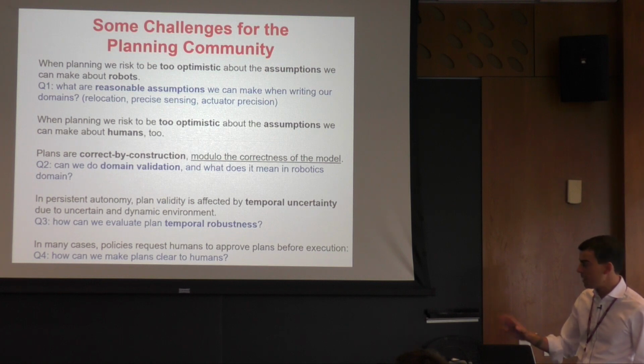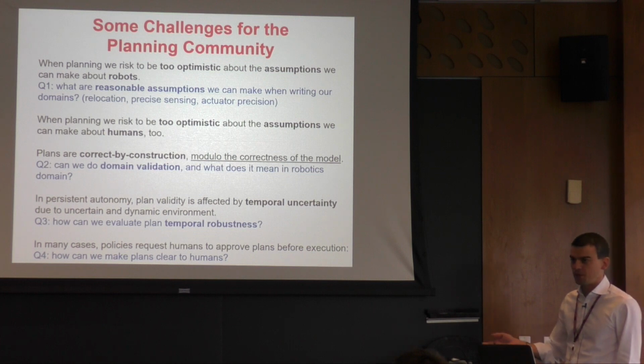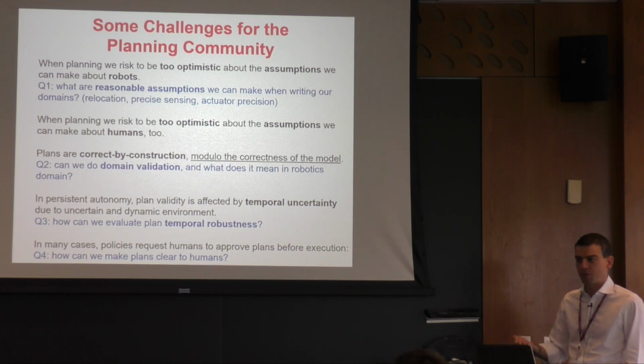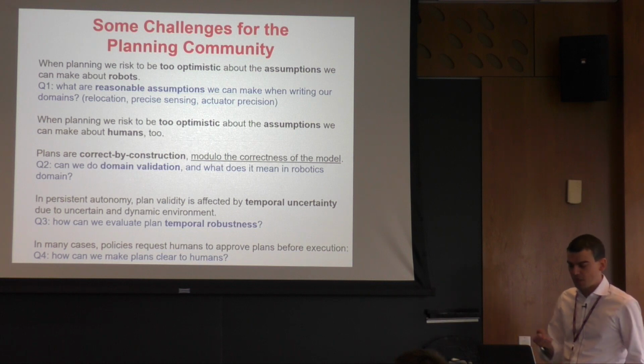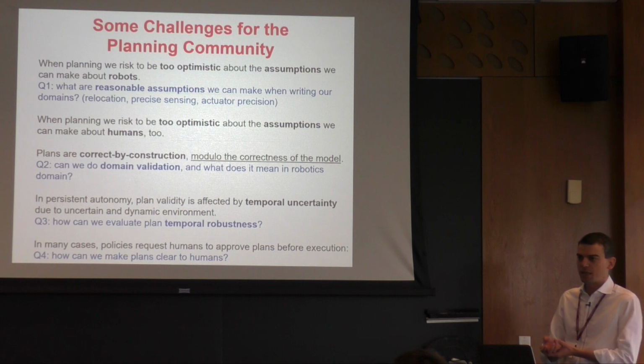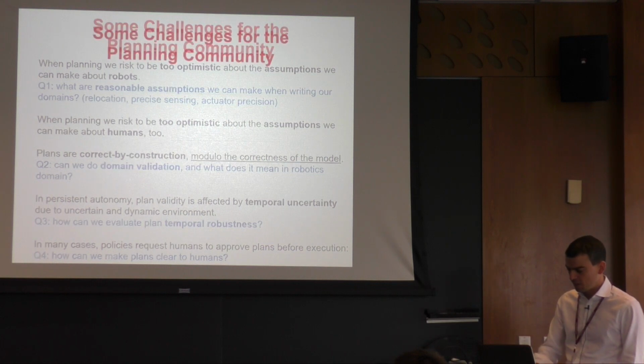And also there are many cases where you don't want full autonomy, right? But you want a supervisor to accept or to reject plans. And we need to be able to make plans clear to humans so that a human can say, yes, I accept this plan, or I accept part of this plan, or I reject this plan.